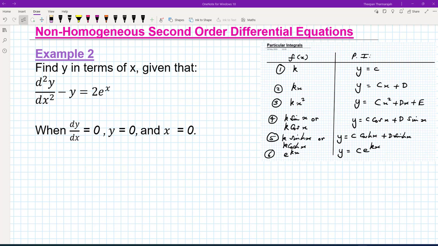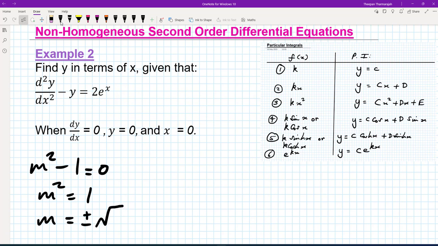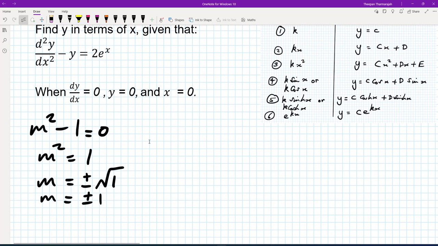In this video, we're going to look at non-homogeneous second-order differential equations which involve boundary conditions. So what we're going to do is solve the auxiliary equation, which is m squared minus 1 equals 0. M squared equals 1, therefore m must be plus or minus the square root of 1, hence m is plus or minus 1. In other words, we can write this as m equals 1 or m equals minus 1.